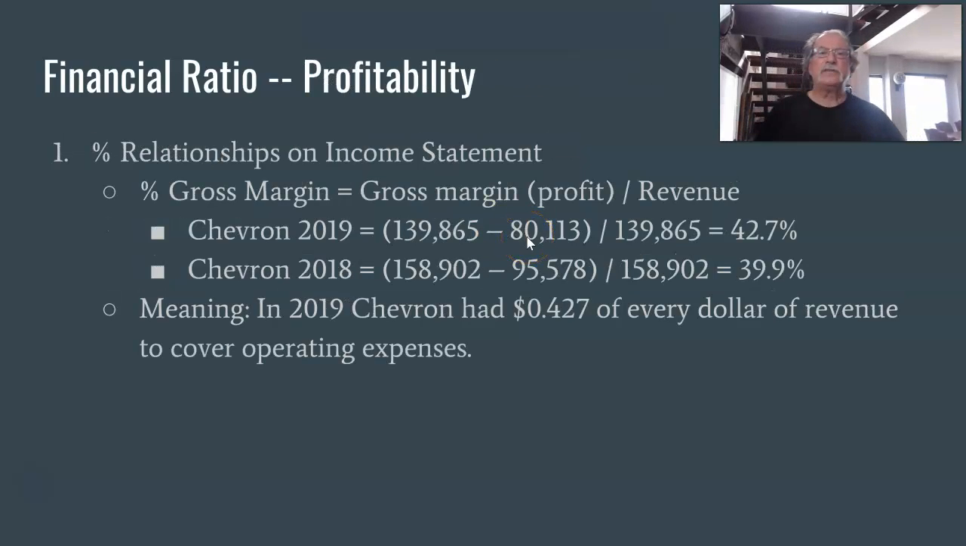Now we have profitability ratios as well, and this is something that an investor is going to look at very closely. One of the things that you want to look at is your gross margin, which is basically your sales minus your cost of goods sold, or revenue minus the cost of goods sold, divided by revenue. And that is the money that's left over to cover your operating expenses. So in the case of Chevron, in 2019, they spent 57% to cover their cost of goods sold, and they have 43% left to cover their operating expenses.